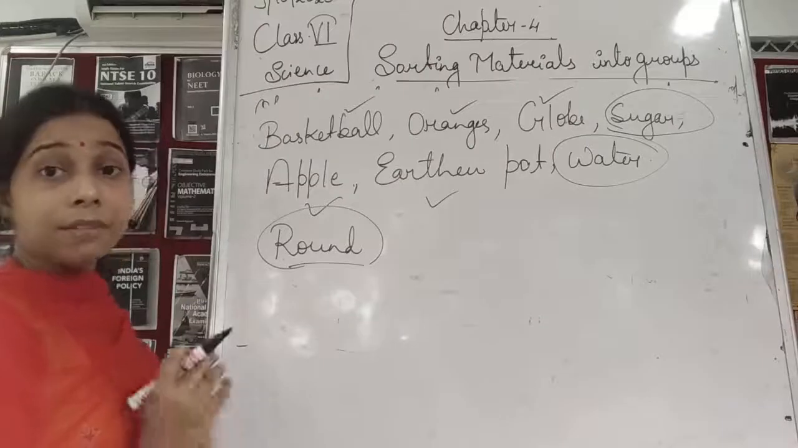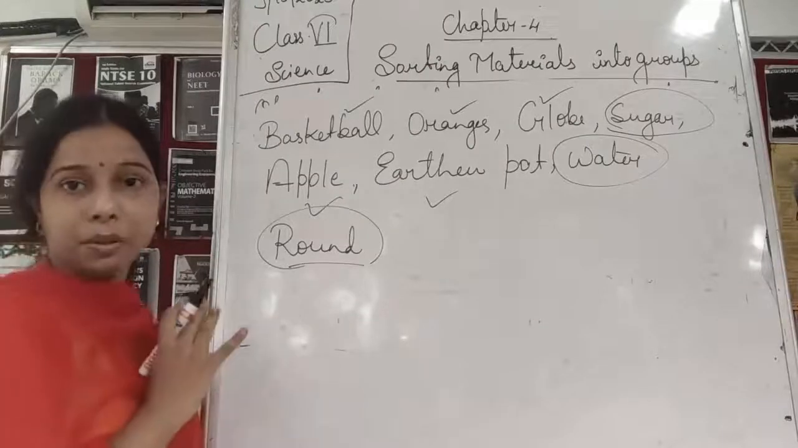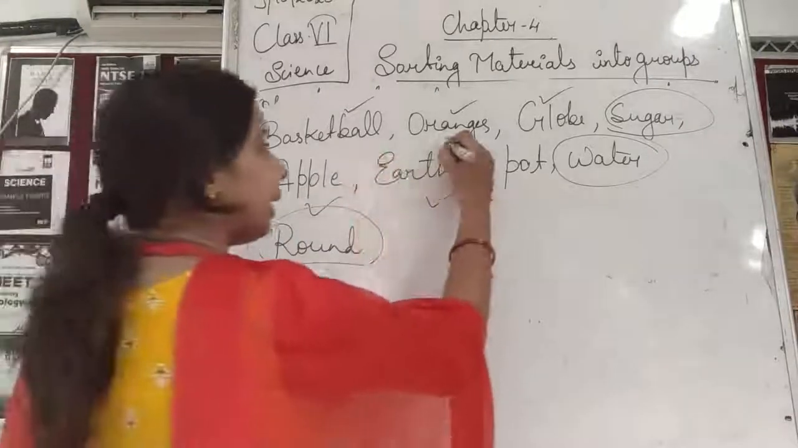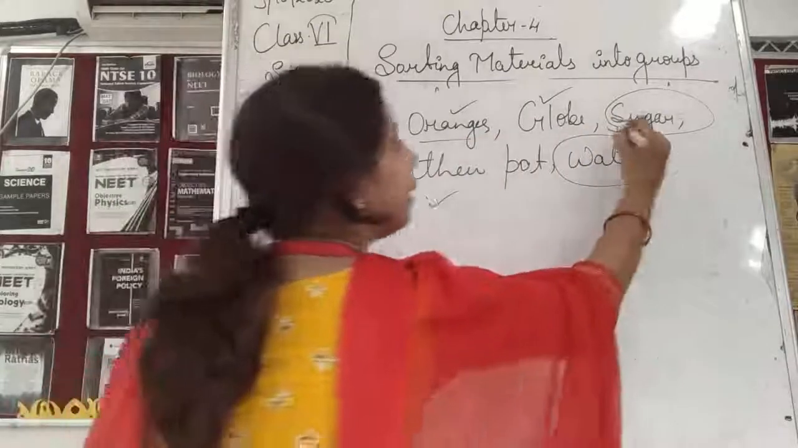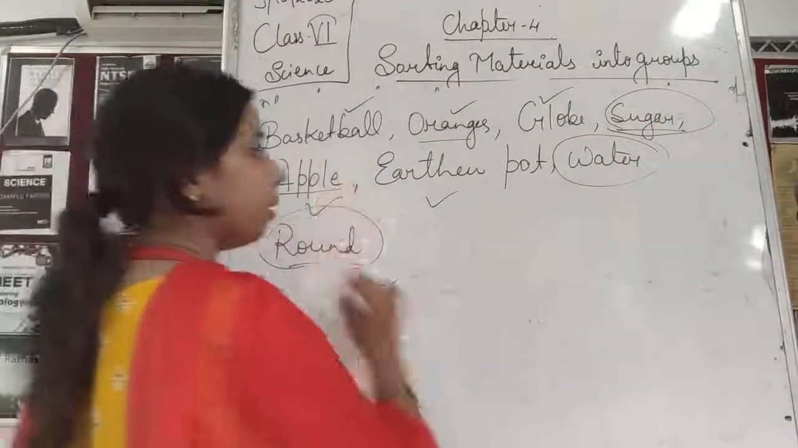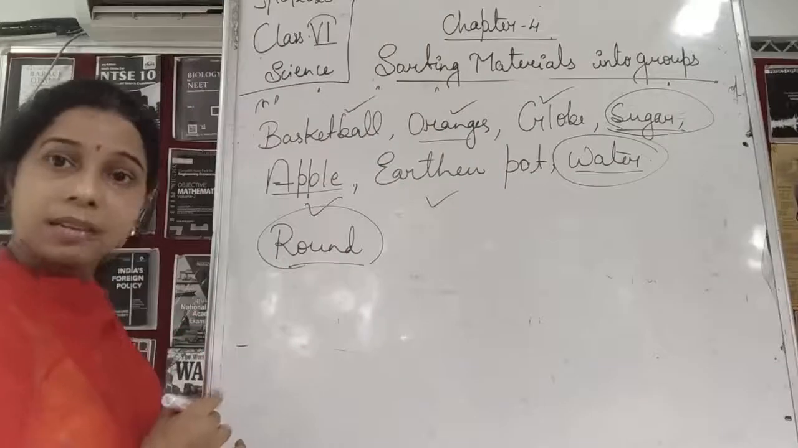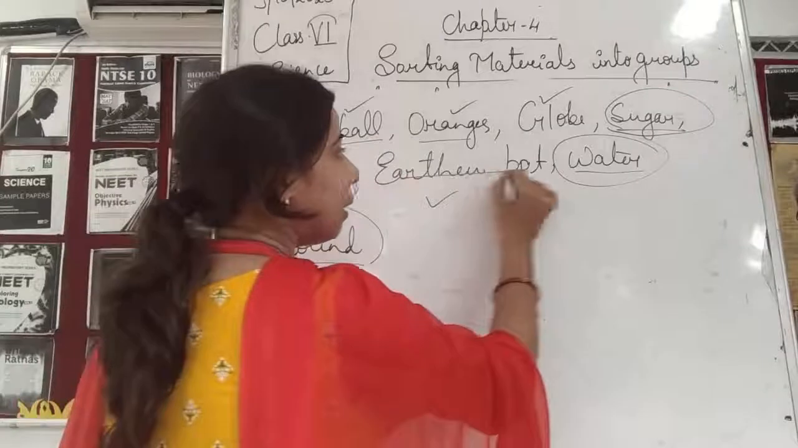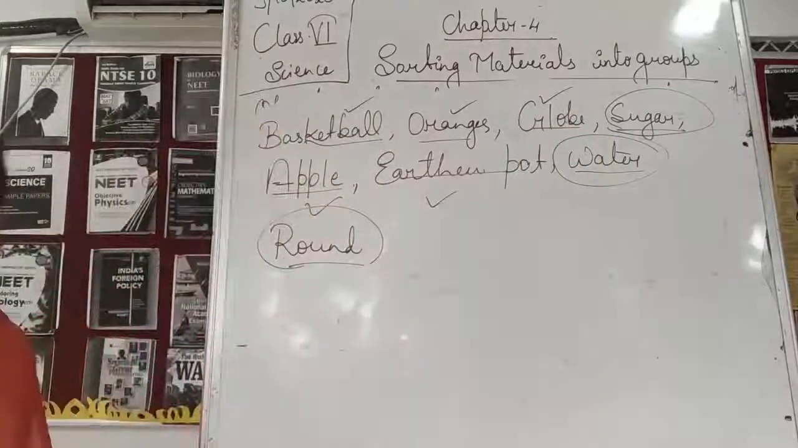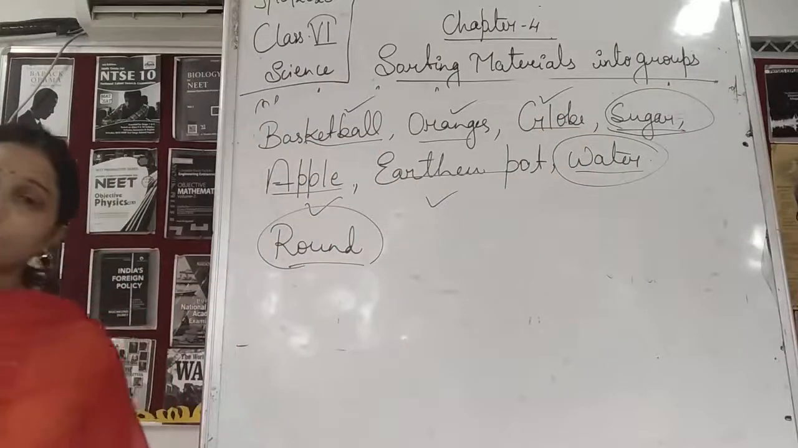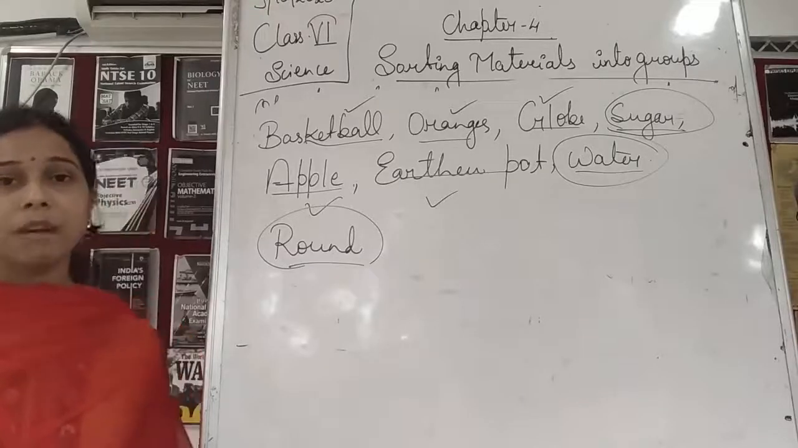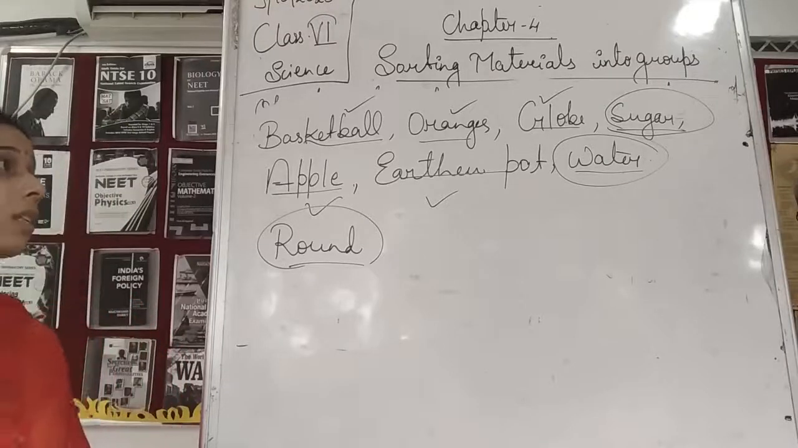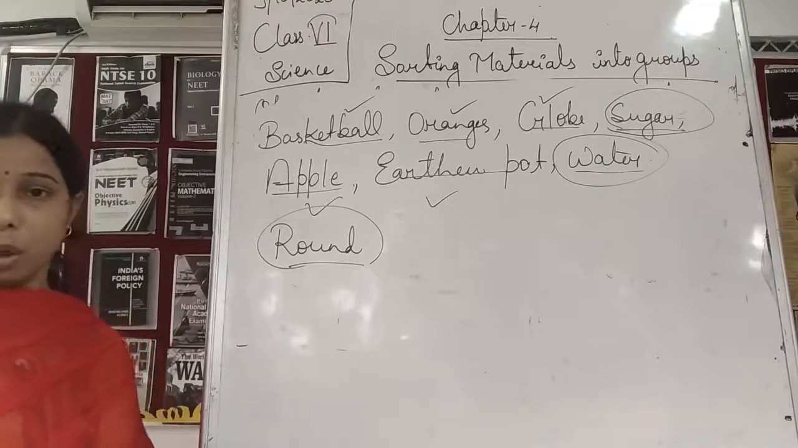Now, if the question is eatable and non-eatable, which can be eaten and which cannot be eaten, you will say that we can eat oranges, sugar, apple, and we can take water. This will come under eatable. Non-eatable: basketball, earthen pot and globe. So you can see student, the classification can be on any basis. You have to see the material and on that basis you have to respond whether this belongs to that particular group or not.